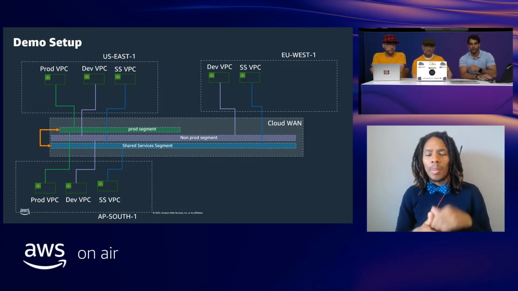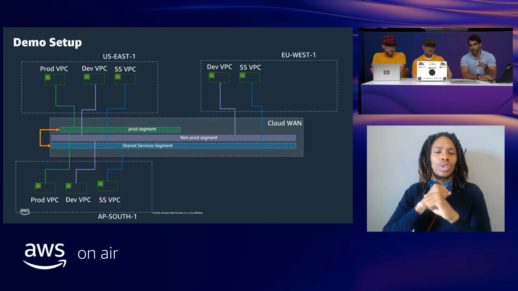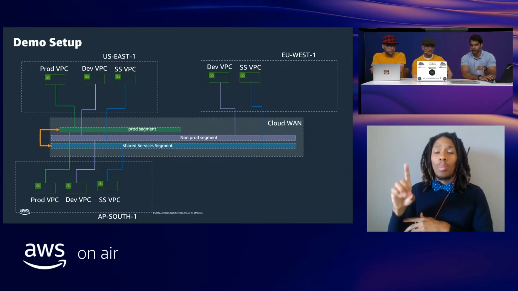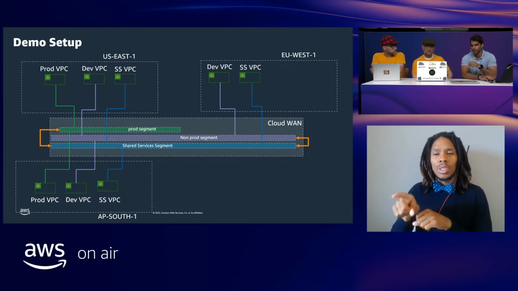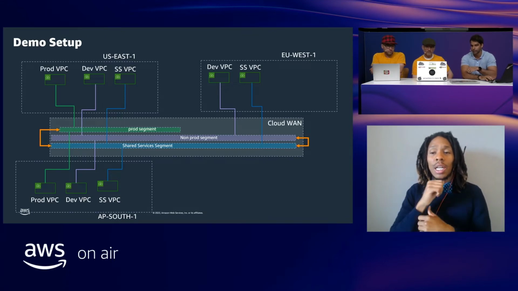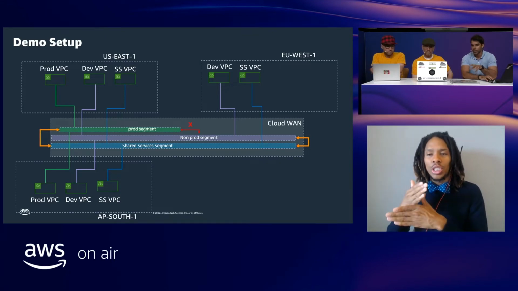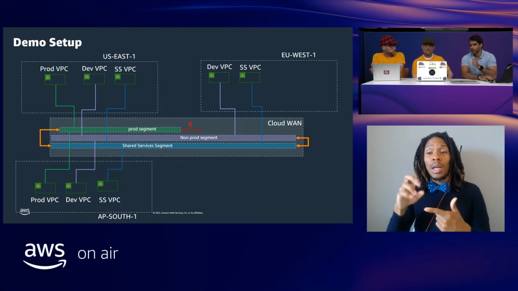Now we'll define a security policy in such a way that the prod segment will be able to send traffic to shared services segment. The non-prod segment will be able to send traffic to shared services segment. But non-prod and prod segment will not be able to communicate with each other.